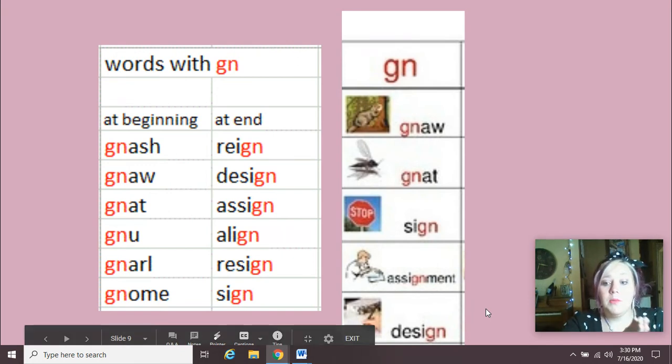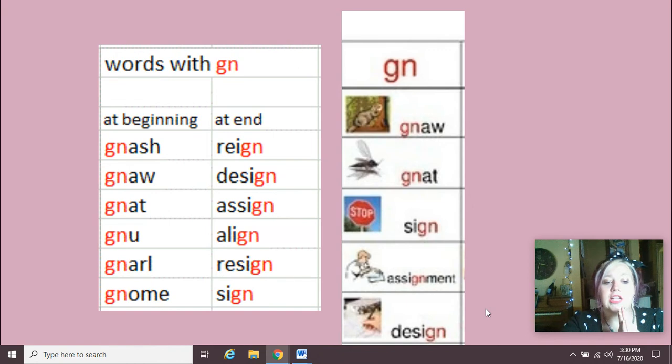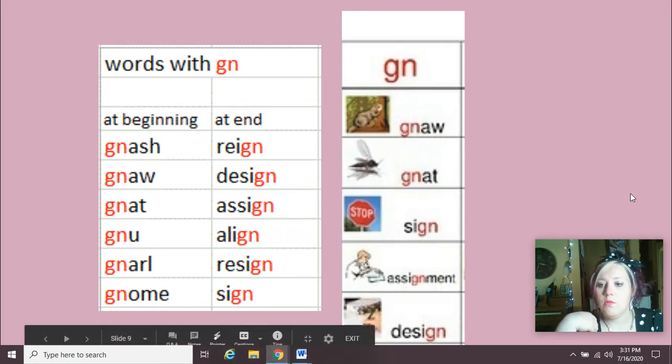Here are some examples of words with GN. So at the beginning, we see them like gnash, gnaw, gnat, gnu. That's kind of like a deer. Gnarl and gnome. I would say gnat, those little black bugs, and gnome are the ones that we probably come across the most. And then we do see them at the end, like in reign, design, assign, align, resign, and sign. So those are GN words.